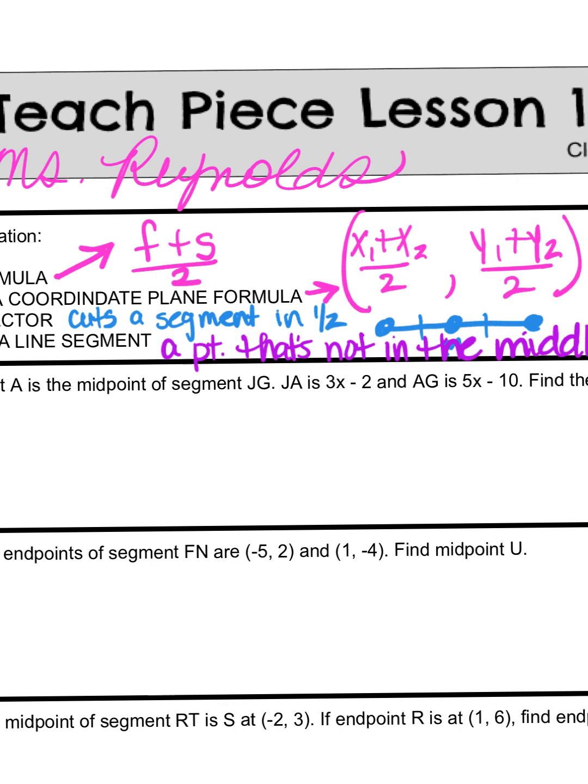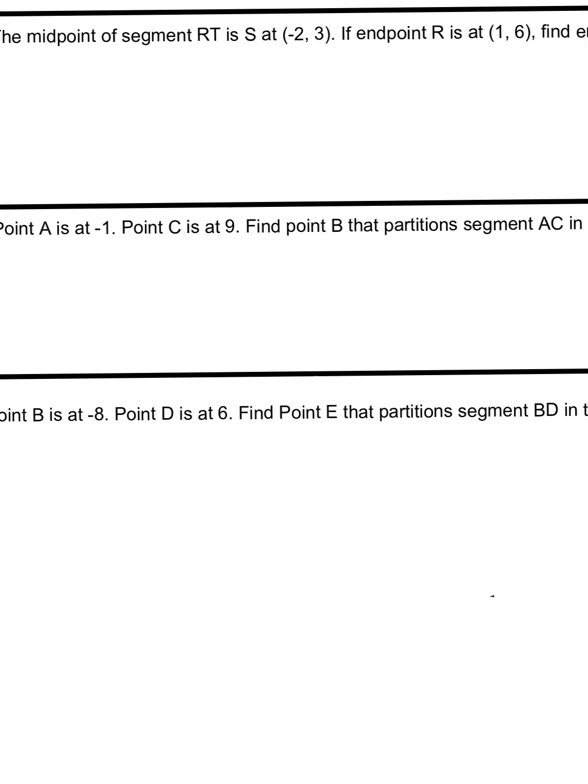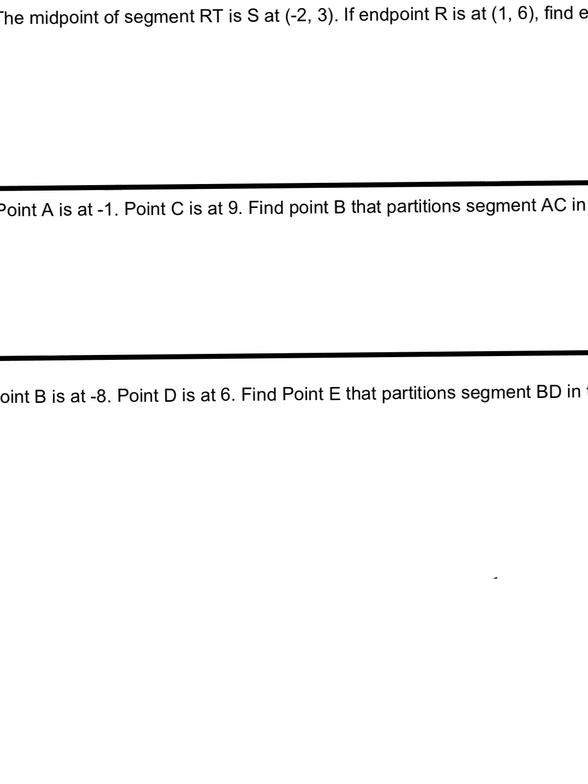Okay? So since I'm talking about partitioning, we're going to go ahead and go down and do questions 4 and 5 because they deal with partitioning. So I want to do those two together. So look at number 5. So number 5 says that point B is at -8, and point D is at 6. Find point E so that it partitions BD in a ratio of 3:7. So first of all, I'm going to give you guys, there's a formula that works every single time, and I'm going to write it out in words so that it makes sense.